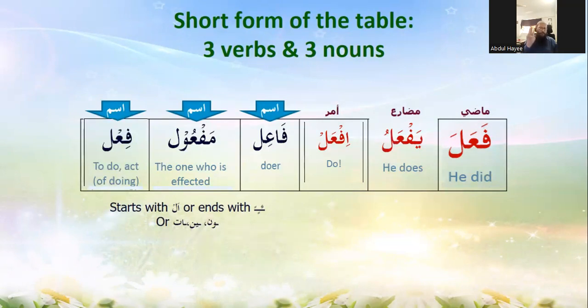Now, this is called the short table. The short table has two parts. One is af'al, meaning three af'al. Which ones? Fa'ala from madi, yaf'alu from mudari, if'al from the amr. And it has three nouns in the second part. What are those? Fa'il, maf'ul, fi'l. These six keys are known as the short table.